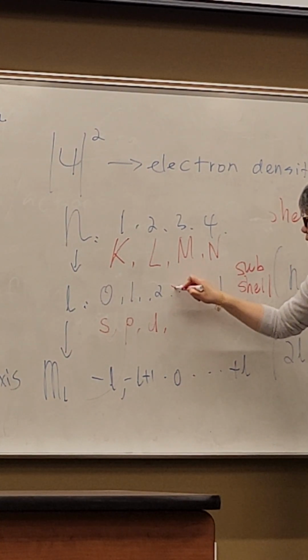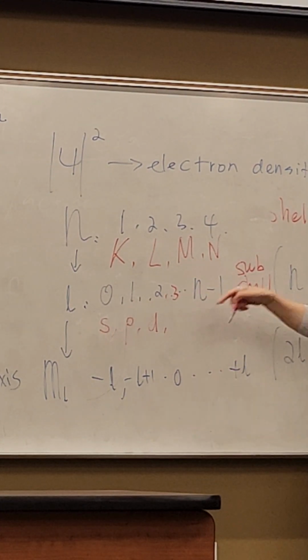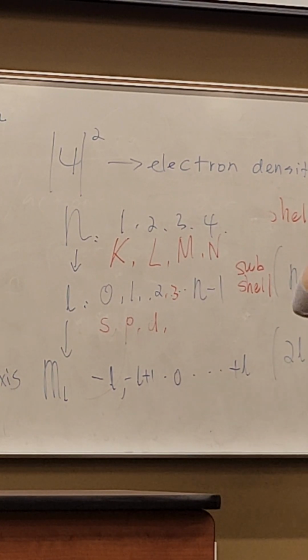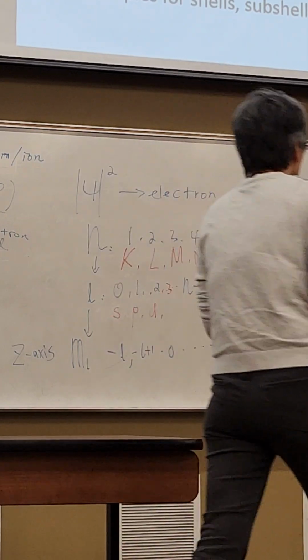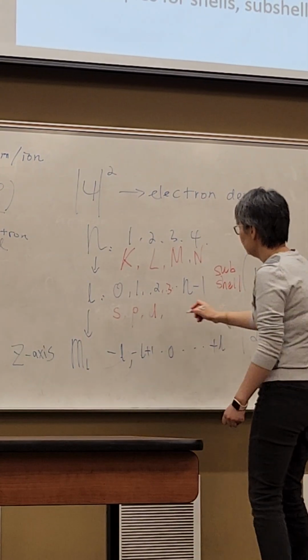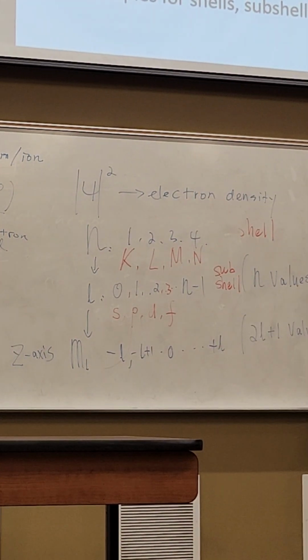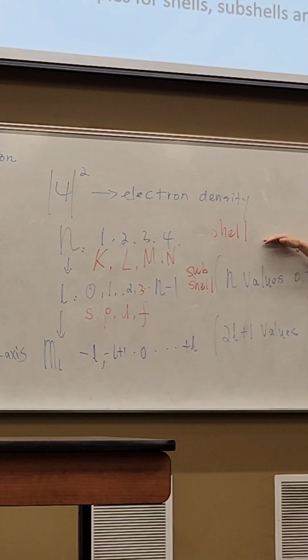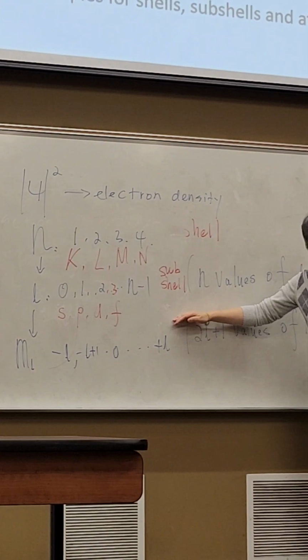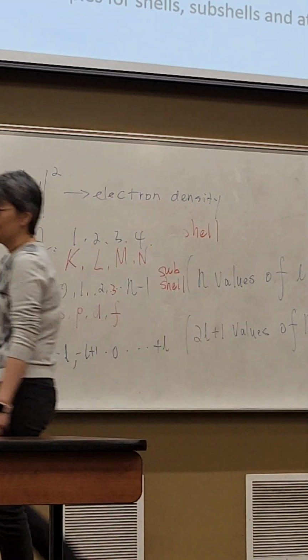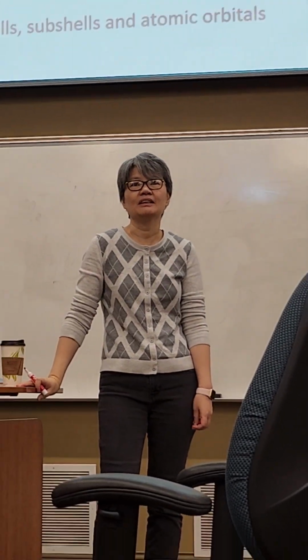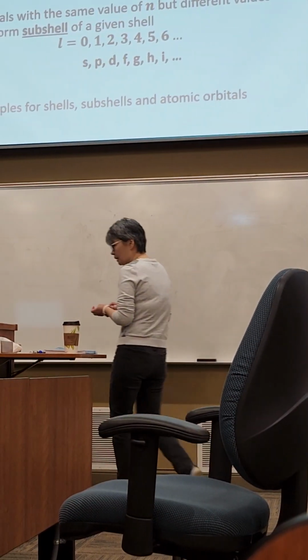Now, of course, L can equal 3 and 4, and so on. When L equals 3, what orbital? s, p, d, f. Very good. So on and so forth. Right? So under each shell, you will have subshells. Then afterwards, you have the orientation in the z-axis, and it's not the same. That is different.